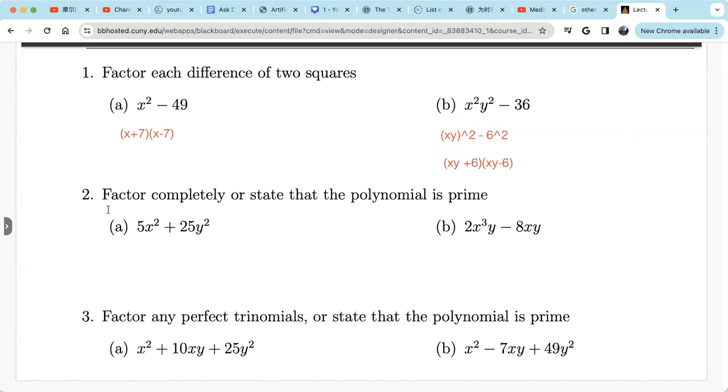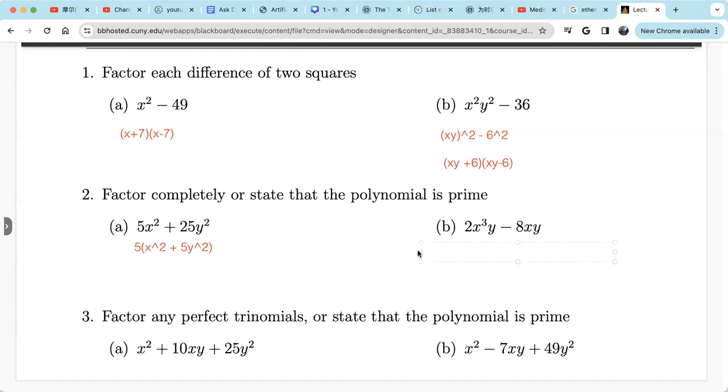Let's see 2. We have 5x squared plus 25y squared. This is a plus, so this is the addition of two squares. But those two terms have a common factor of 5, so we can factor out 5. Then we have x squared plus 25 divided by 5, that's 5y squared. And then x squared plus 5y squared cannot be factored. So that's it.